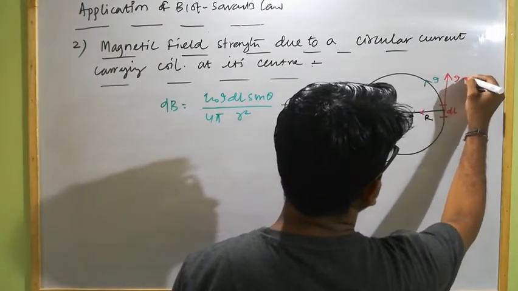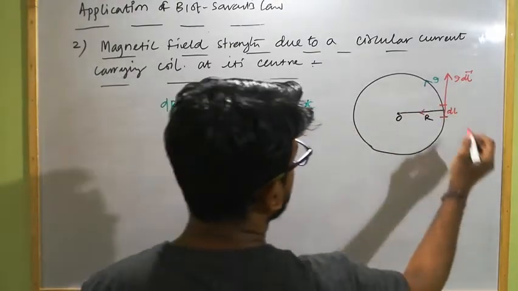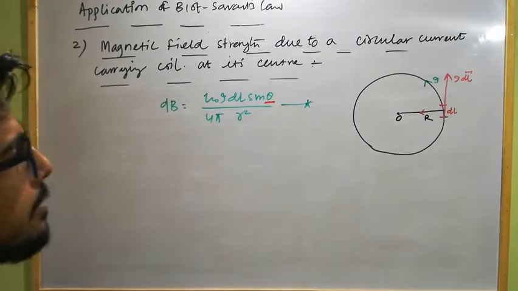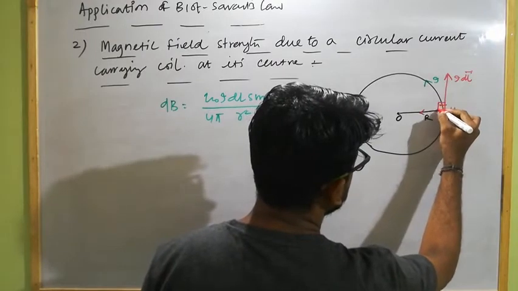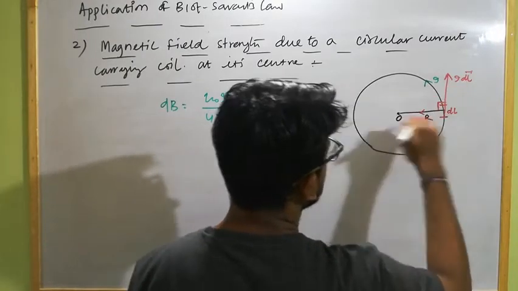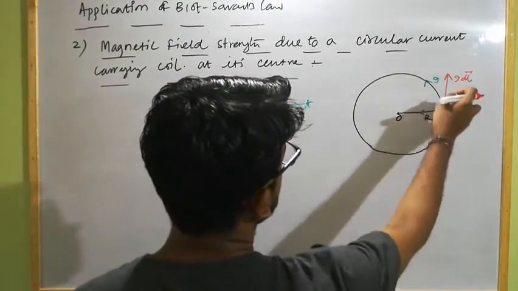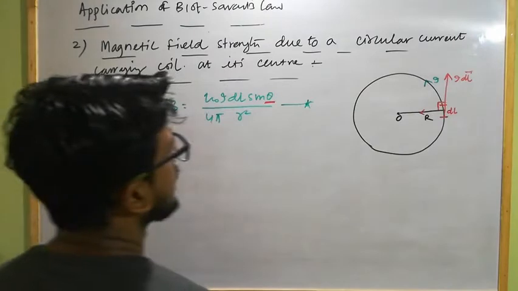This is the direction of IDL, the current carrying element. So in this particular case, what is the value of theta, the angle between the direction of the current carrying element and the position vector? It is 90 degrees, as any tangent to any circle makes an angle of 90 degrees with its radius. So here the angle between the direction of the current carrying element IDL and the position vector R is 90.